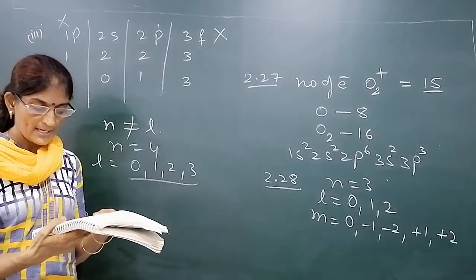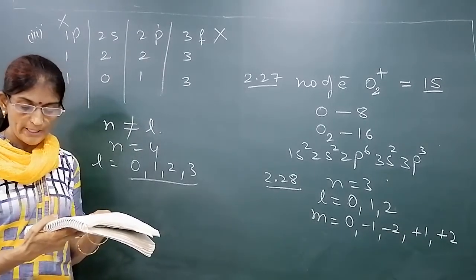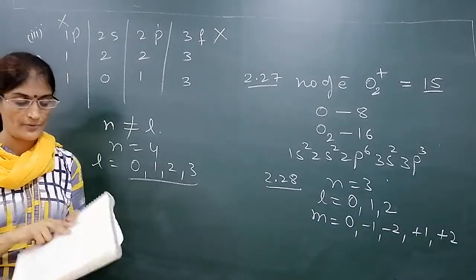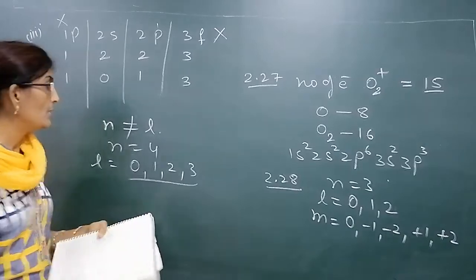Then in question 30 it is given: give reason which of the following sets of quantum numbers are possible. This type of question we had done. Try by yourself. Now question number 31.